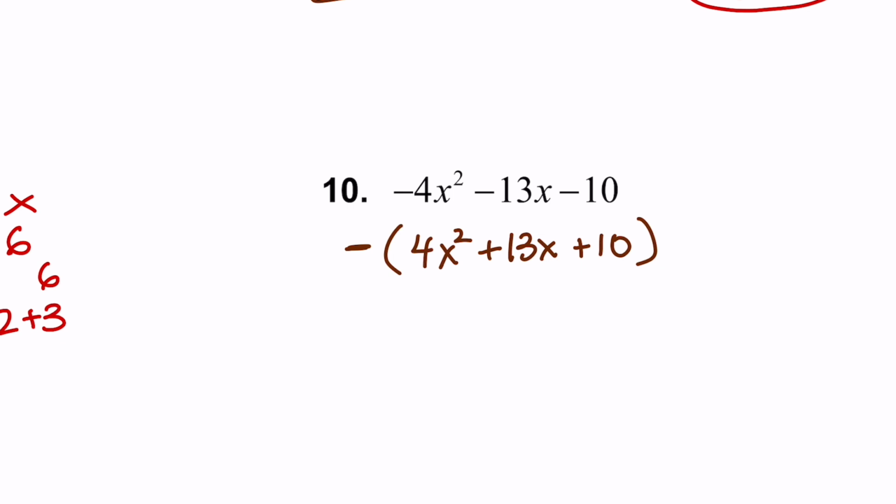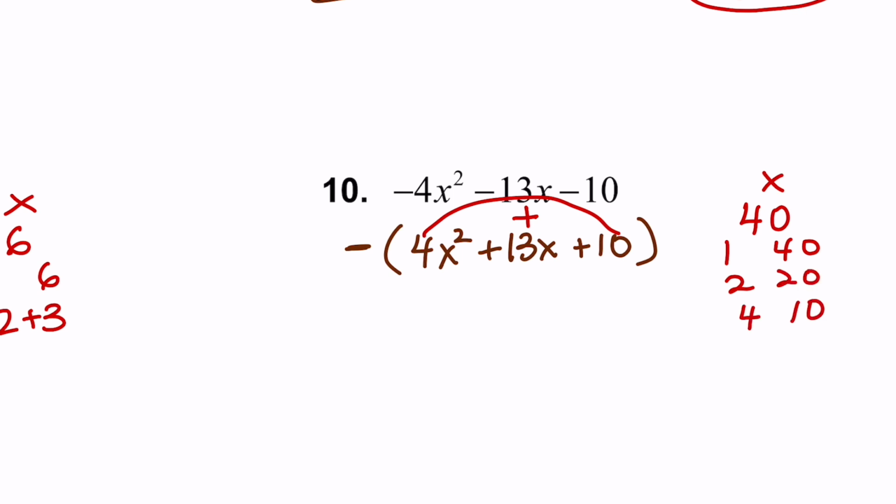So we're going to multiply 4 times 10 to get 40. We're looking for two numbers that multiply to 40, add to 13. We've got 1 and 40, 2 and 20. 3 doesn't go into 40, but 4 and 10, 5 and 8. 8 plus 5 is 13, so those are going to be the two numbers I'm looking for. Make sure you bring the negative to the bottom.